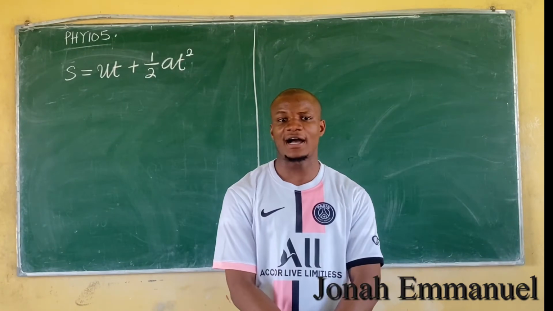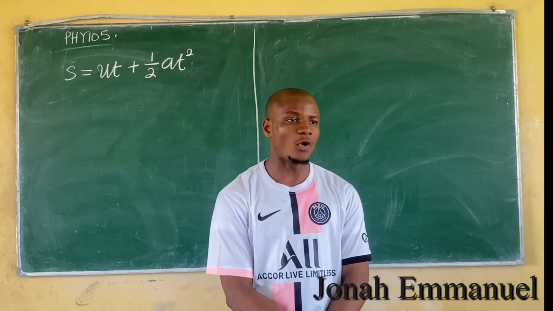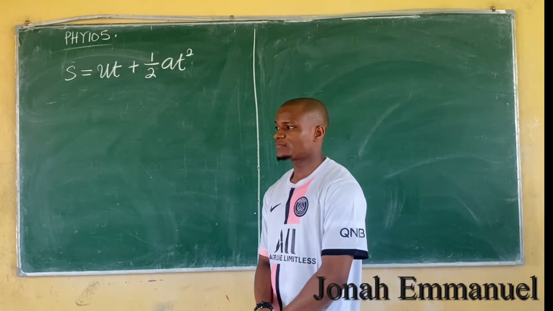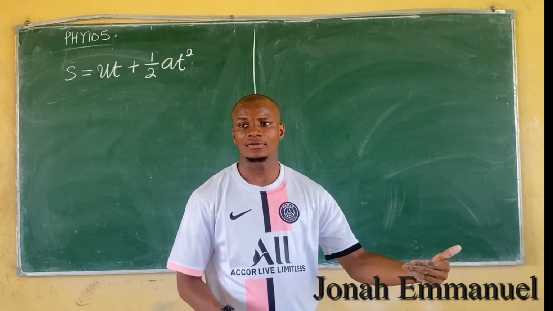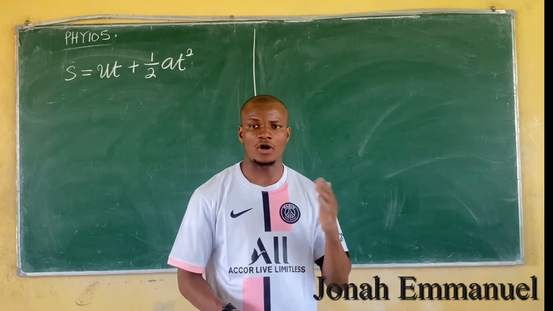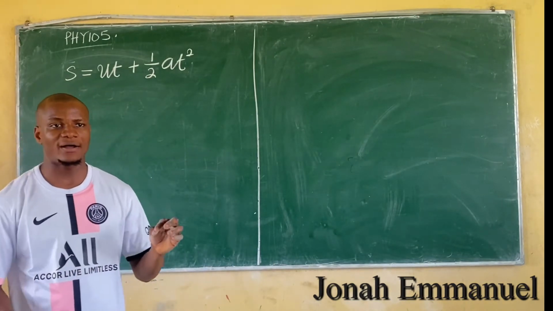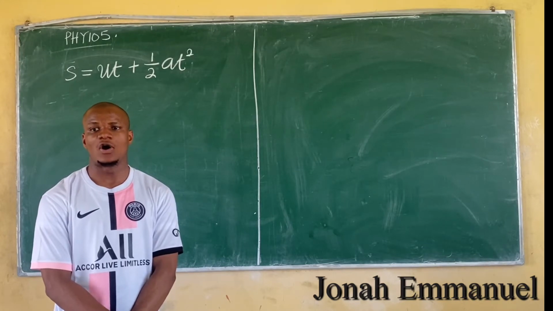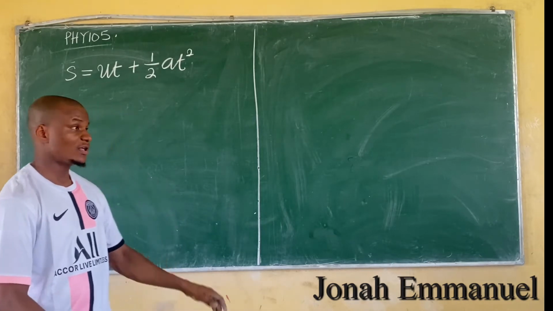S equals ut plus half a t squared. Using dimensioning only, prove the equation as being correct or not.